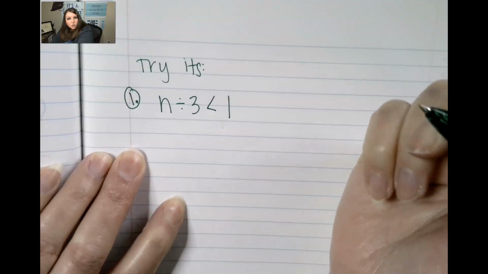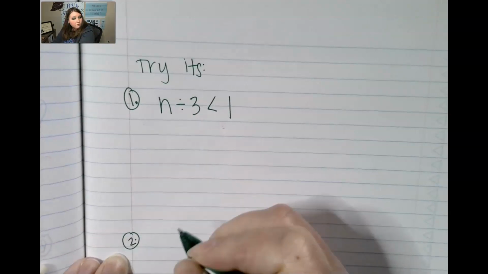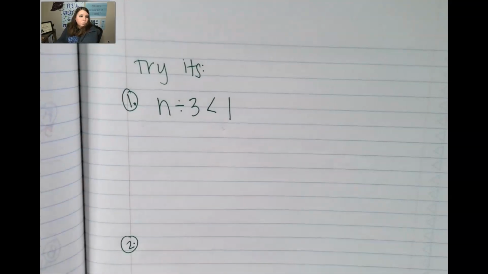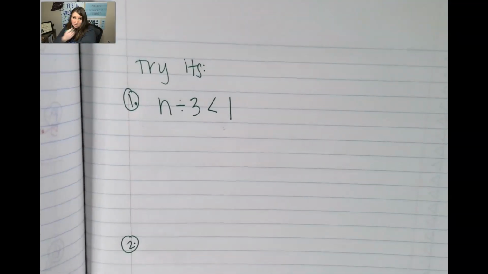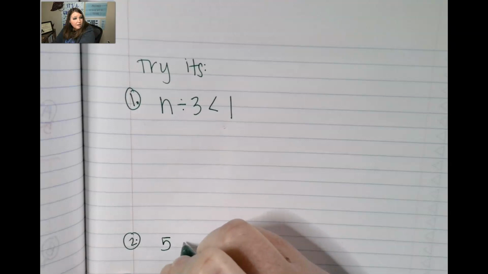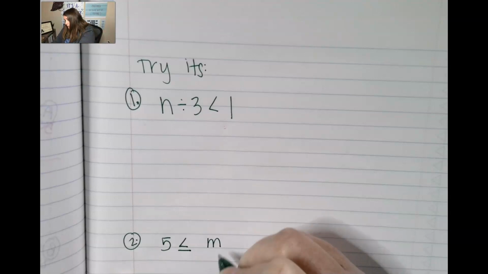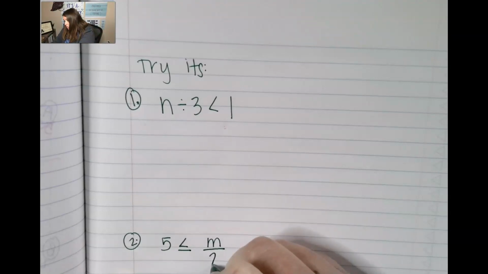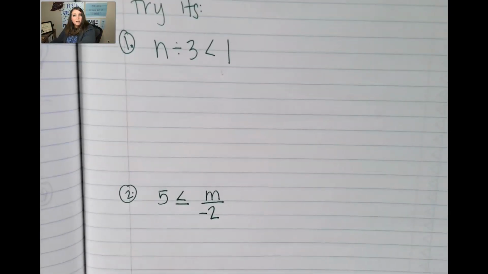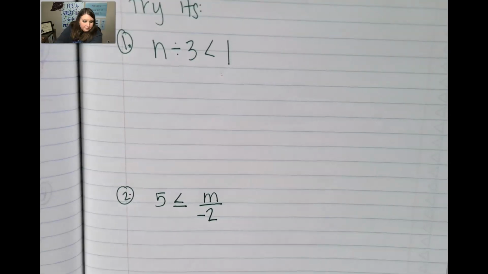And then the second try-it that I want you to do, so make sure you solve and graph. The second try-it for you is 5 is less than or equal to m over -2. Okay, so go ahead and hit pause right now so you don't hear me solving, and then when you're ready, come on back and hit play.